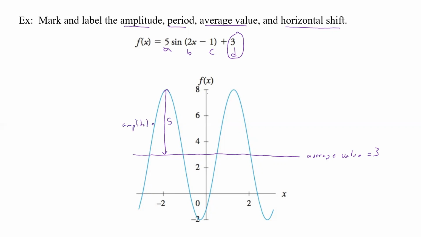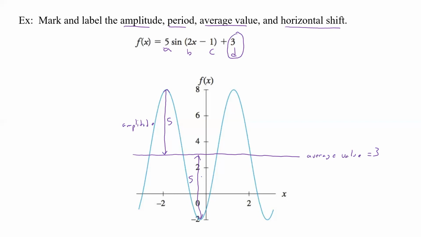Now if we think about it, 8 minus 3, that's 5, so that works. We can also go from here to here, and that better be 5 too. So from minus 2 to here we have 3. So 3 minus a minus 2 is 5. And so again, that's our amplitude.